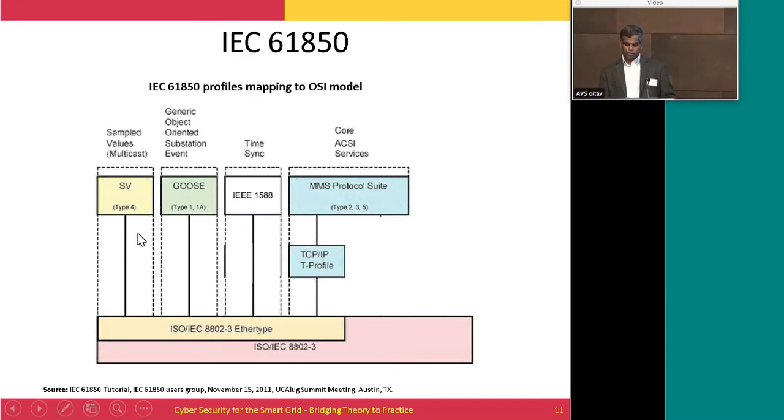So out of those three sub-protocols, SV, GOOSE, and MMS, two are directly going to layer 2, whereas MMS uses TCP/IP. It runs on top of TCP/IP. So those are the main protocols. The point here is each one of those protocols has to be secure. Secure version of IEC 61850, secure version of DNP3, secure version of ICCP.